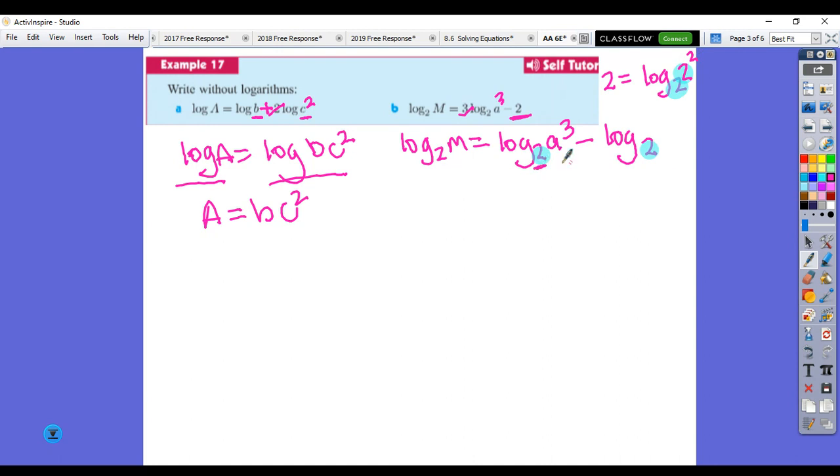Because this is base 2, this needs to be base 2. Then I need to match my bases. So these both are 2's, and this moves back to being an exponent, and 2 squared is 4. Okay, now I can condense.